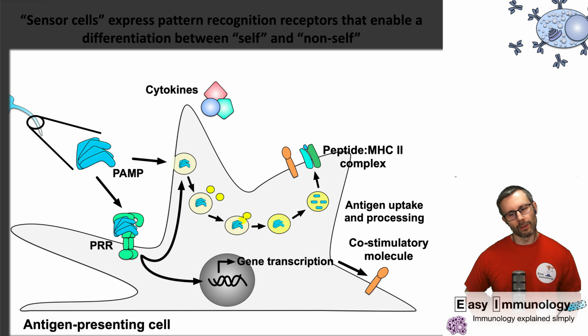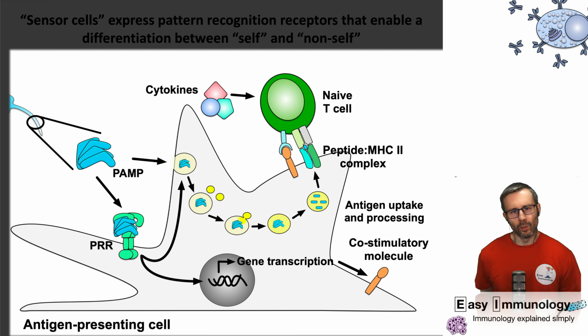That's why the cell is called an antigen-presenting cell, because it shows on the outside what it's working on in the inside. And if this happens, the cell moves to the lymph node, a structure that we will learn about in future lectures. And there it provides 3 signals to a naive T cell.